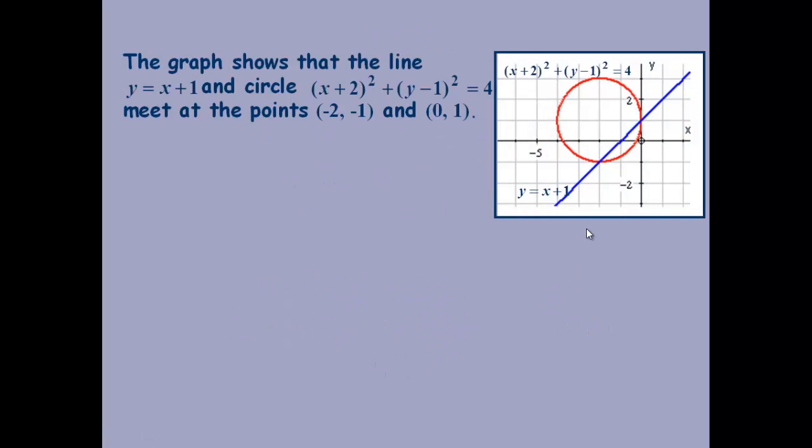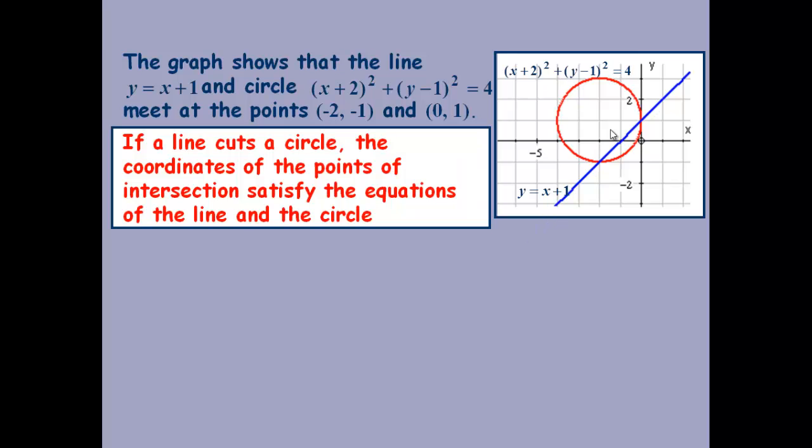Looking at this graph to start with, we can see that this blue line intersects this red circle at these 2 points. This point being (-2, -1), and this point here (0, 1). We can see that there.